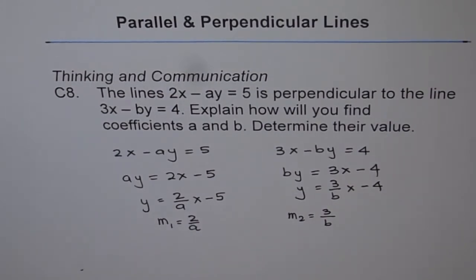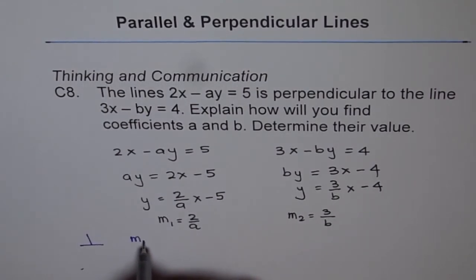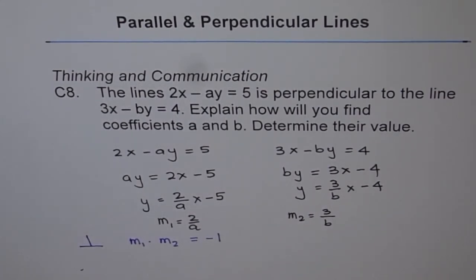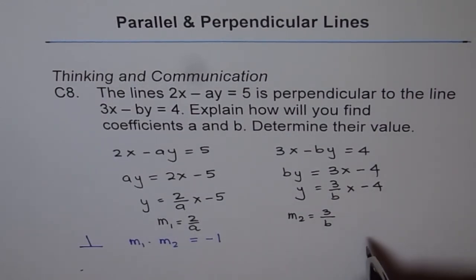So strategy number 1 we are using is that the lines are perpendicular. That is the test for perpendicular lines. Then that means m1 times m2 should be equal to minus 1. Or we say they are negative reciprocals of one another, right? Either way we can try to solve the question. So let's try to do it.